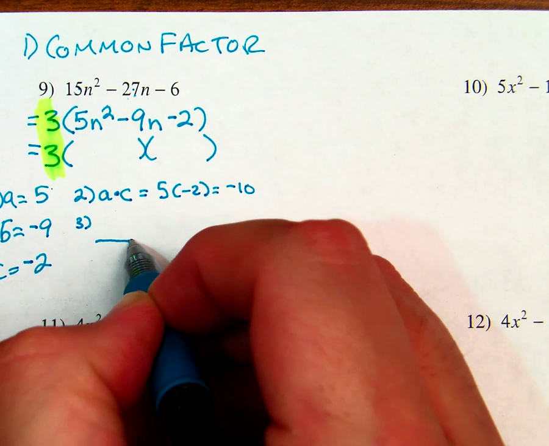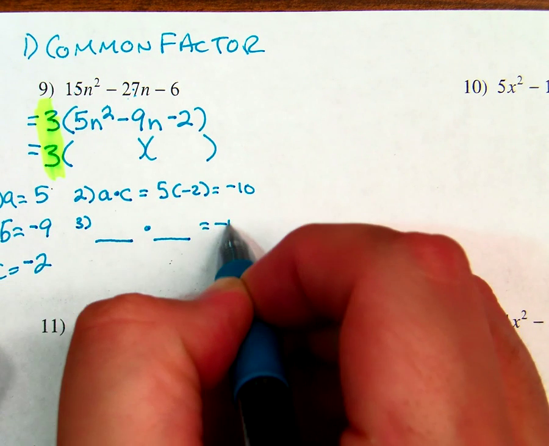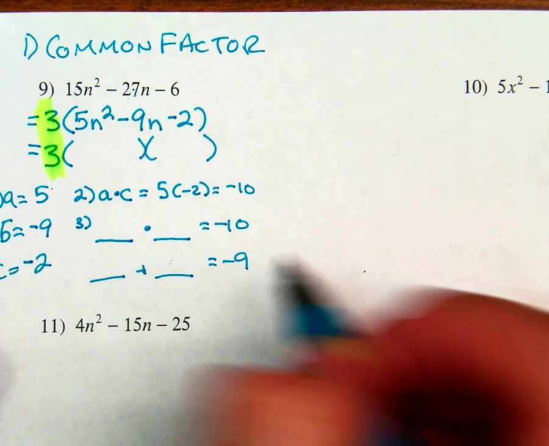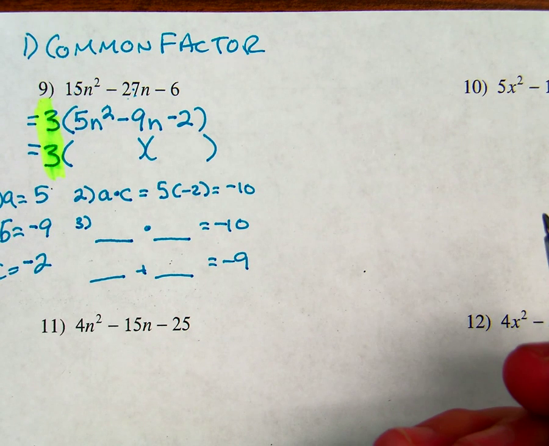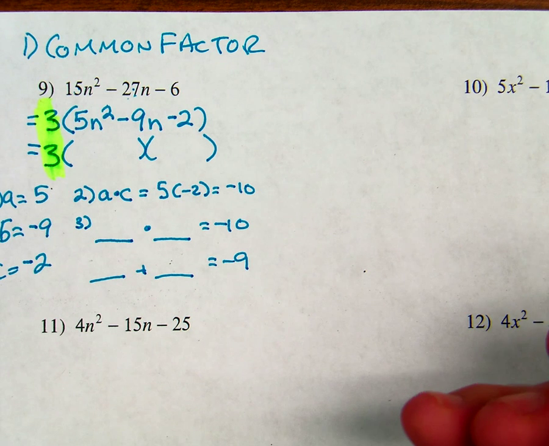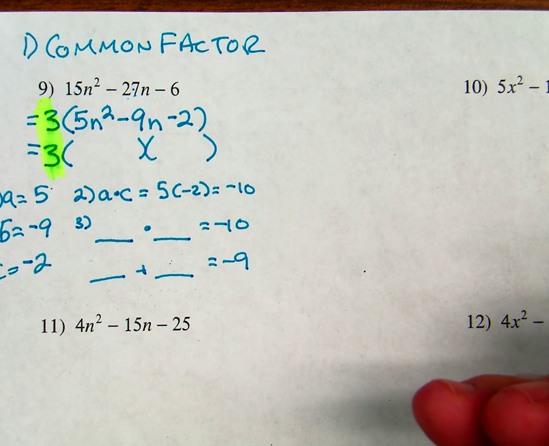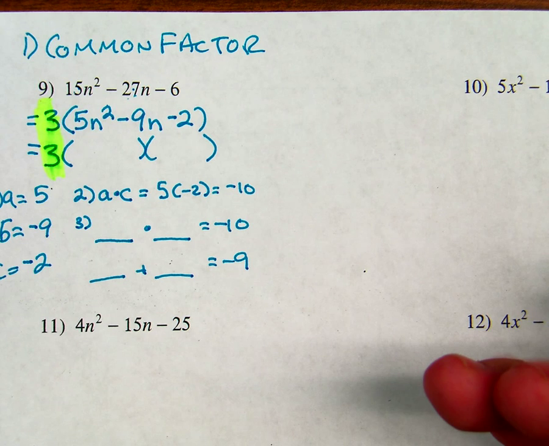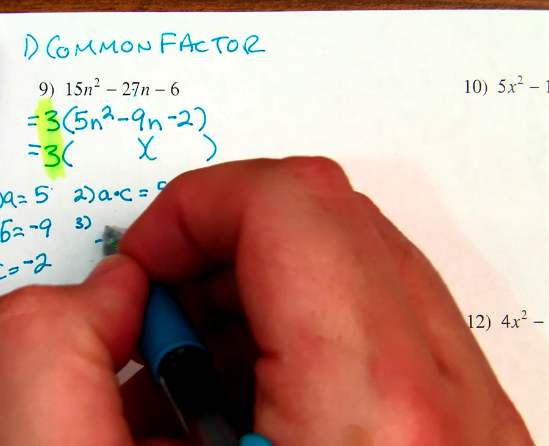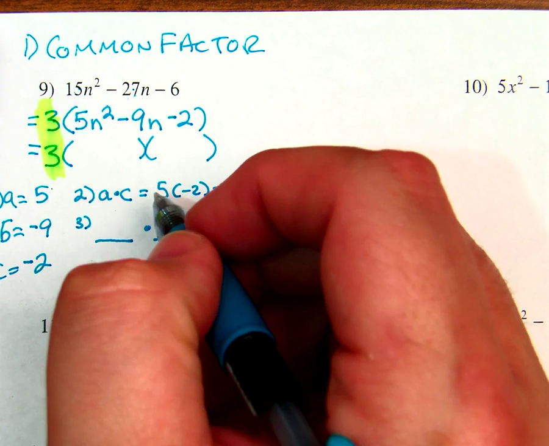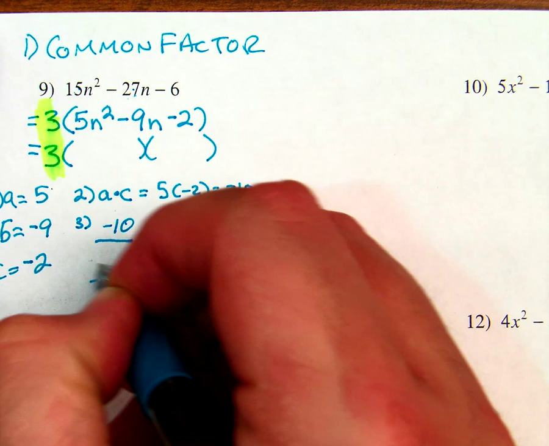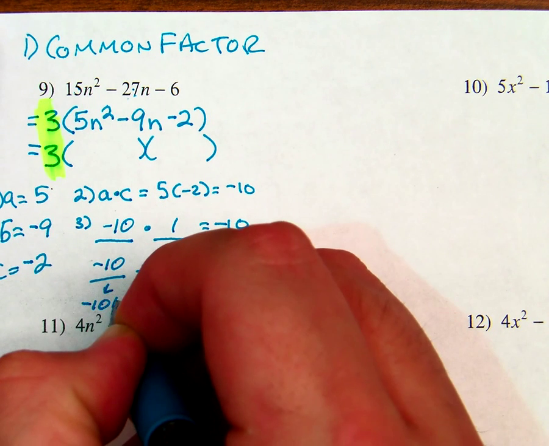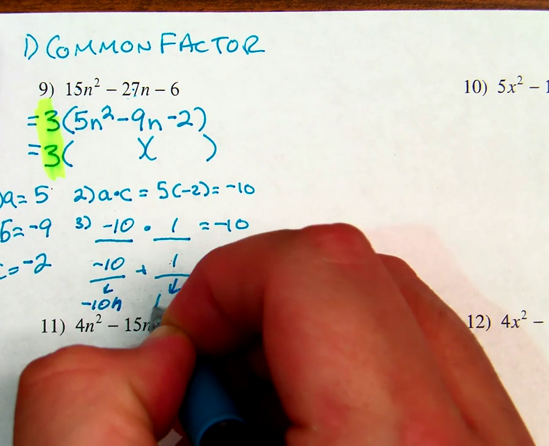I need 2 numbers to multiply to get to negative 10 that are going to add up to be negative 9. Negative 10 and 1. The only other pair that we could use is 5 and 2, and if we added those, and one has to be negative, it's not even going to get close to negative 9. So, negative 10 and 1. Remember, this means that's a negative 10n, and this is a 1n.